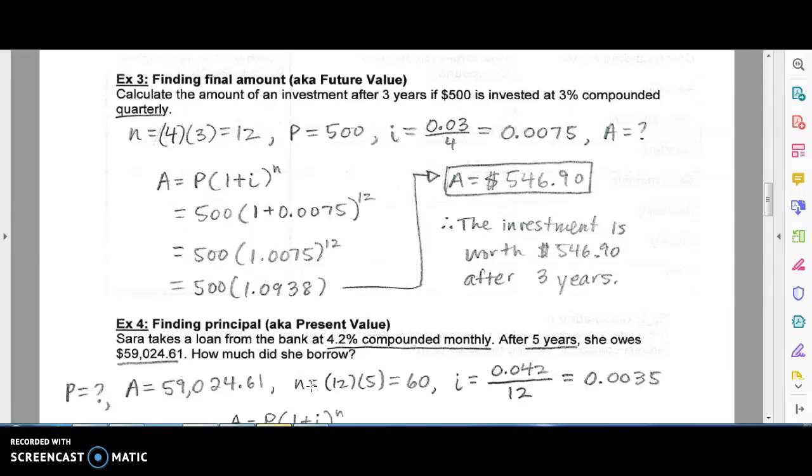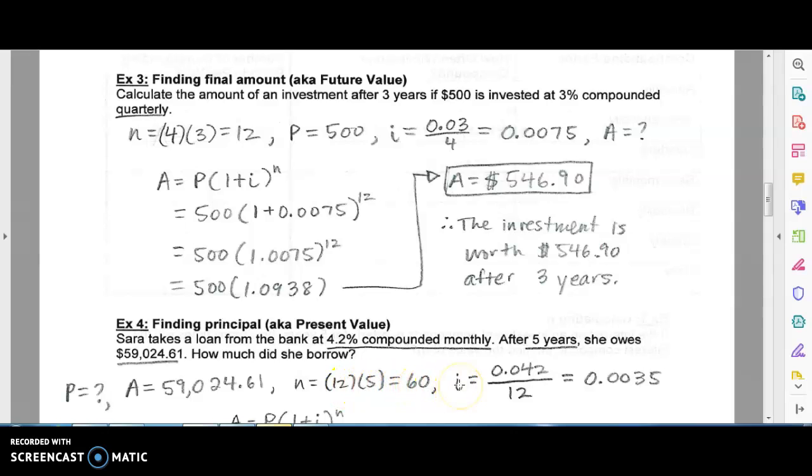And as always with these questions, we've got to do a little bit of work to solve for N and I. So N, let me look at the question here again. How long is the investment for? 5 years. So there's your 5. How many times is interest compounded in a year? Well, it says compounded monthly. So monthly means 12 times a year. So your N value is 12 times 5, which equals 60.